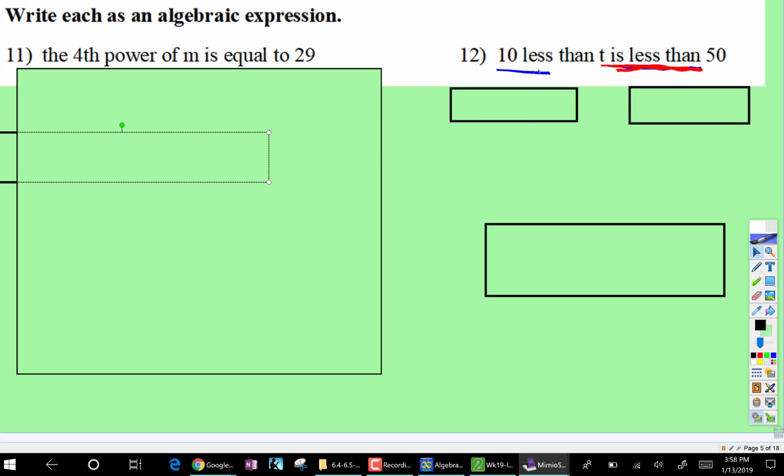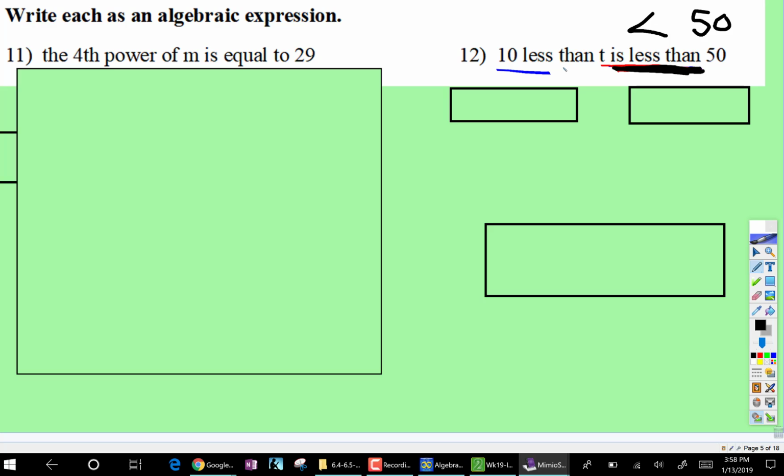This says 10 less than t. So that's a little bit confusing because then it says is less than 50. Well, is less than, remember the inequality symbols, means this. And then there's our 50.